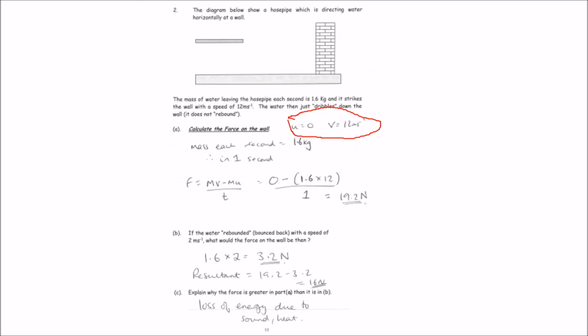Now, if the water rebounded with the speed of 2, what would the force on the wall be then? So we've got the maths, 1.6. We now have a new speed of 2, but in the opposite direction. 1.6 times 2 is 3.2. So the resultant force now would be 19.2, subtract that rebound force of 3.2, which gives you 16 newtons. And why is this force bigger than this one? That's, of course, there's a loss of energy due to the sound and heat of the water hitting the wall. And that's quite a popular question, that one.